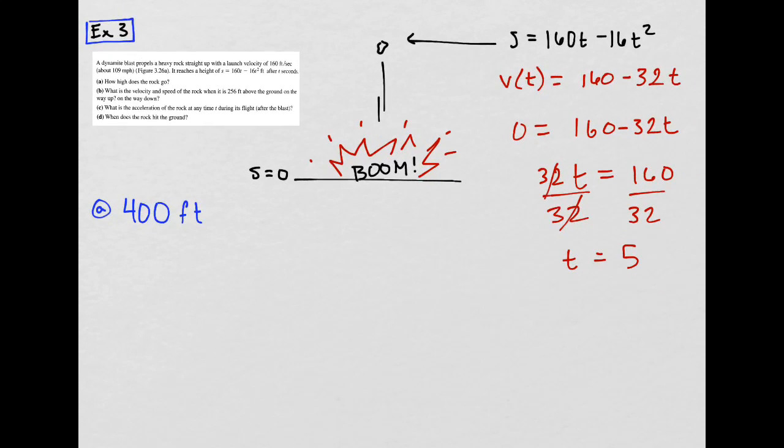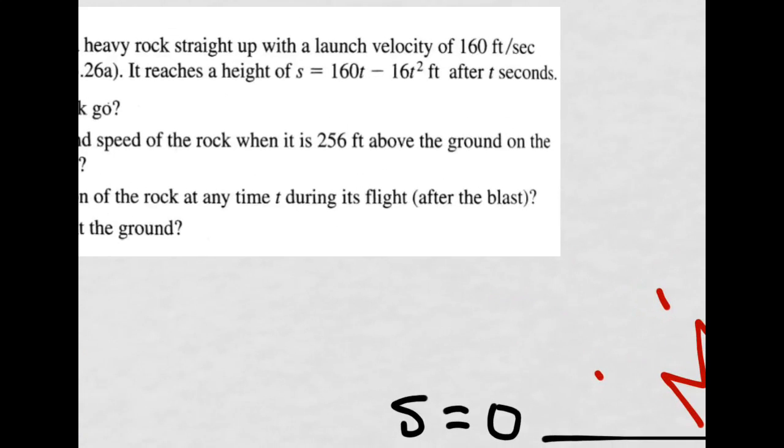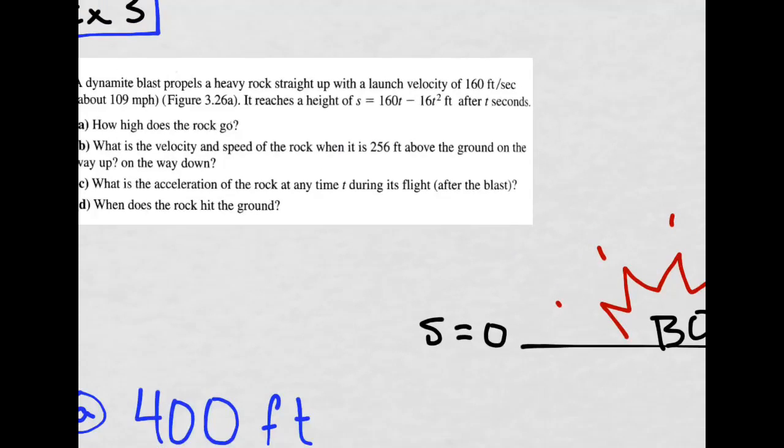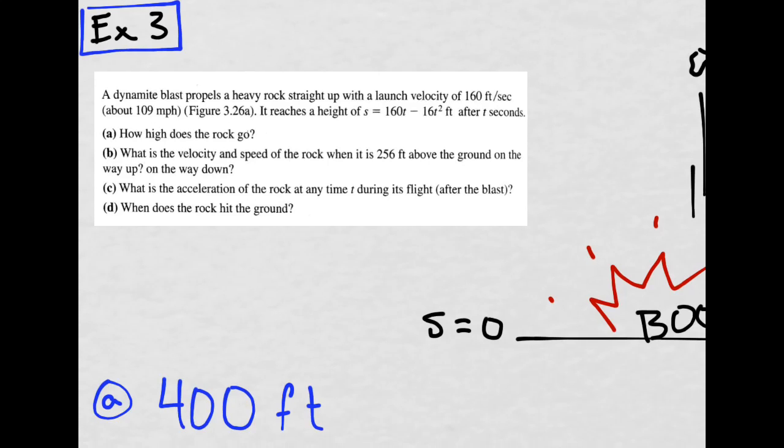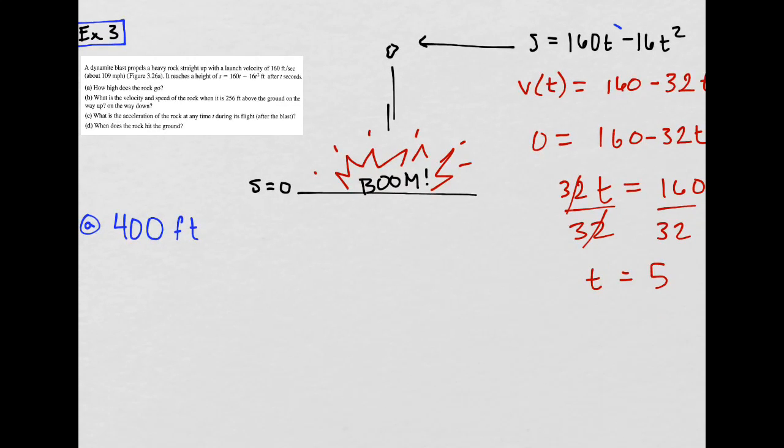Okay, this is interesting. Some people might think, oh, you just plug in 256 to the velocity function. Wrong. 256 is in feet. t is in seconds, so I can't do that. The only function that I have that deals with feet is the position function.